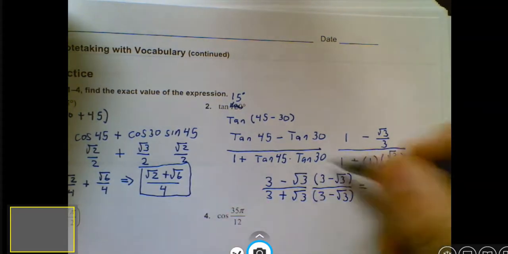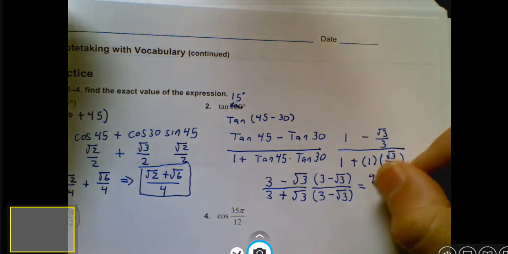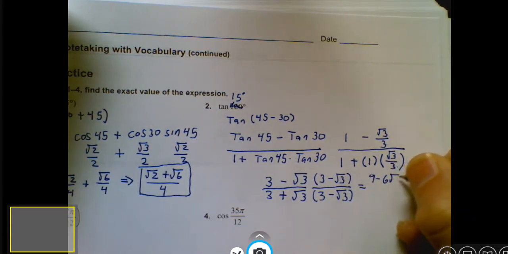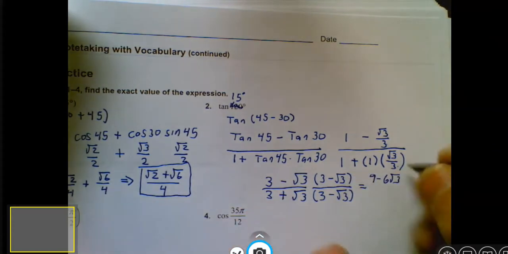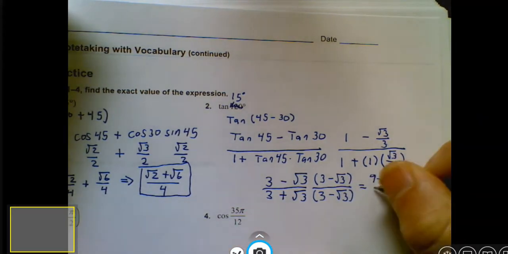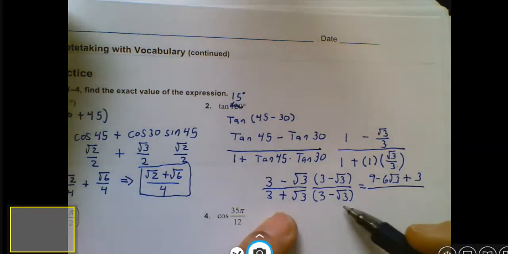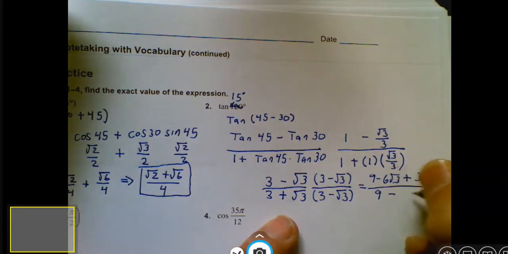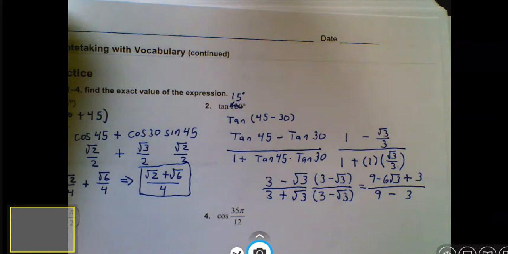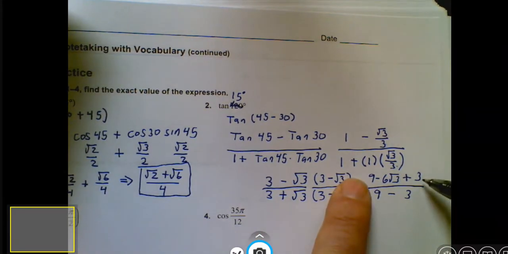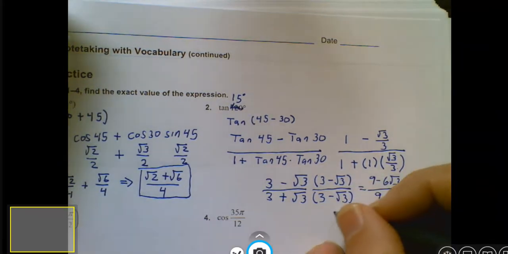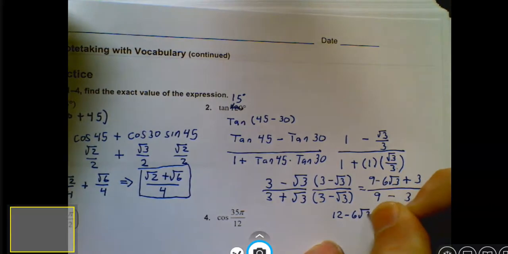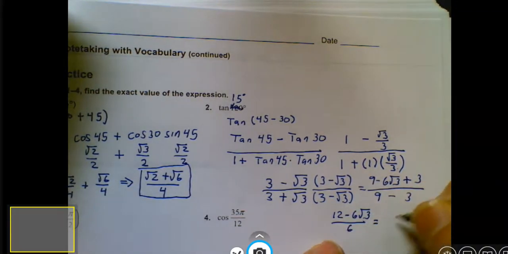So 9 minus 3 rad 3 minus 3 rad 3, so 9 minus 6 rad 3. I multiply those together, it's plus 3. So I'm just doing FOIL to get that. And on the bottom, as you FOIL, you're going to get 9 minus 3. So if I do a little cleanup on that, on top, those would come together to just be 12. So 12 minus 6 rad 3 over 6. And since 6 goes into everything, let's take one more step.